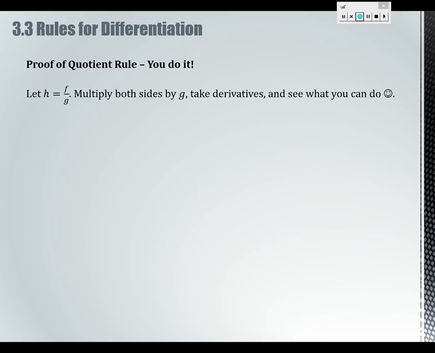In the end, remember our goal. What's our goal? Eventually, we want to know what the derivative of h is. We want to know what h prime is in terms of f and g and f prime and g prime, right? So that's the end goal. Give it a try here. I want to see how you do.